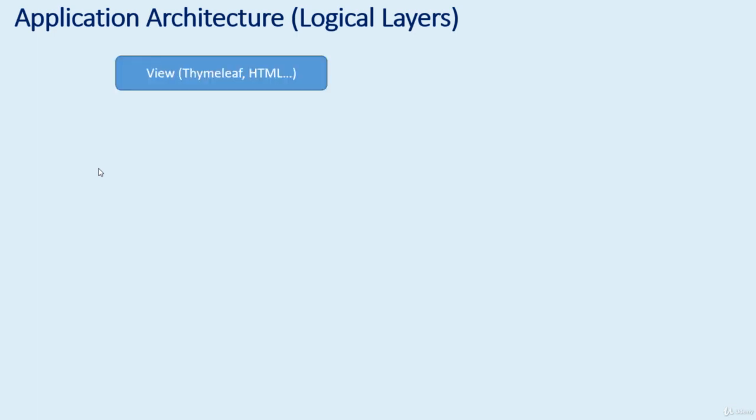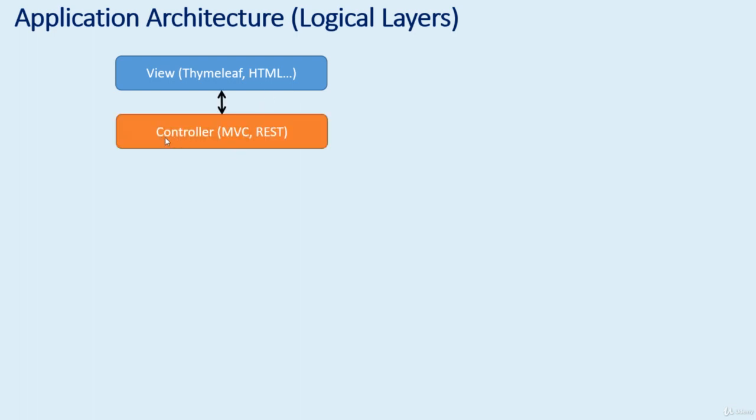On top is the view layer that renders the user interface to the client. In the view layer, we can use Thymeleaf mixed with HTML code to render the pages to the client. And the actions of the users in the view layer will invoke the controller layer.